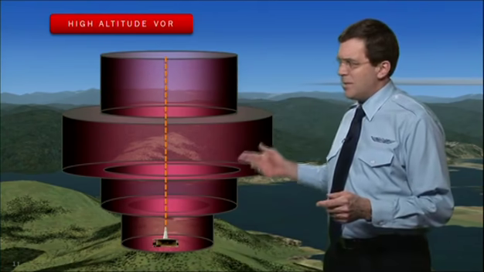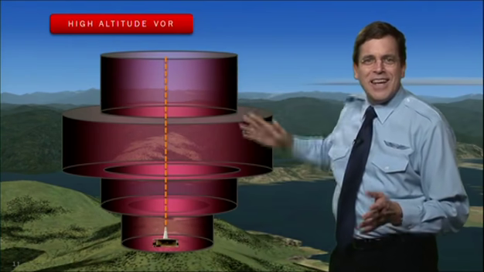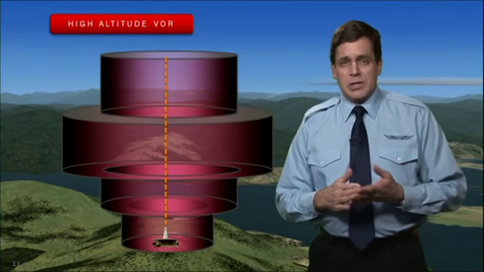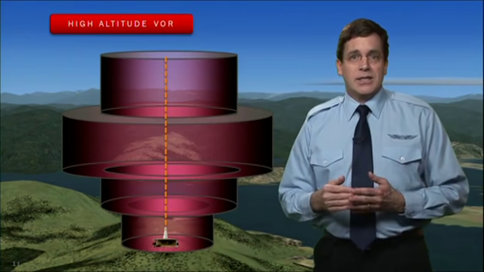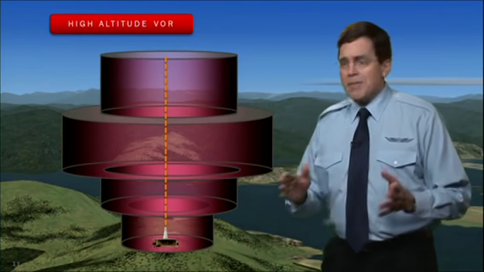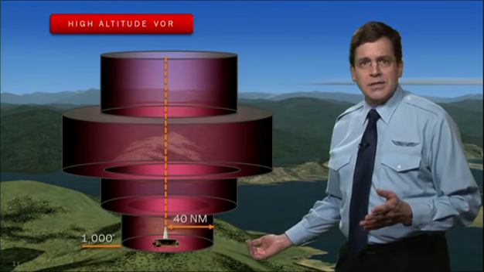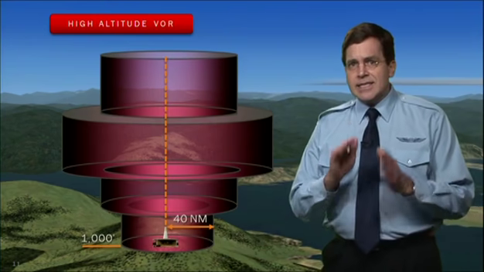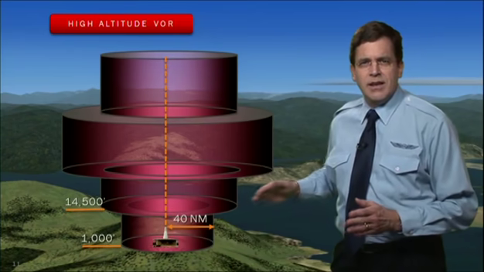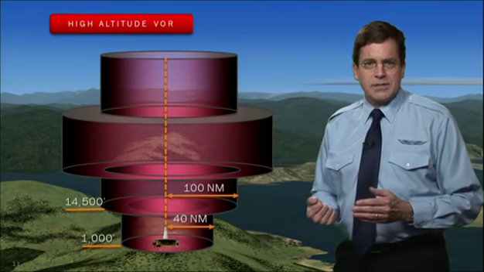Now here's the service volume for a high altitude VOR. First, notice it looks like an upside down wedding cake on a pedestal, with the pedestal being this part up here. The high altitude VOR provides the same type of information as a low altitude VOR, just with bigger boundaries. The first service volume tier is similar to a low altitude VOR in that it starts at 1,000 feet and goes out to 40 nautical miles. But there the similarity ends, as the ceiling of this tier is 14,500 feet. The radius of this service volume is larger at 100 nautical miles.